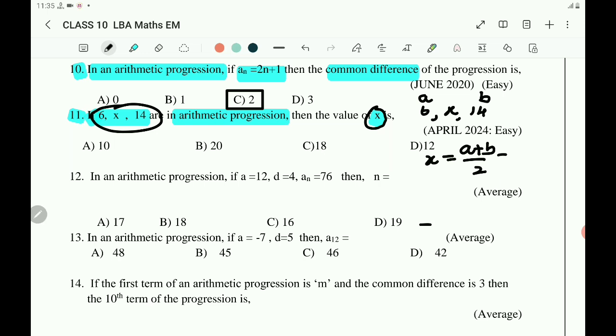Then what is a? a is 6. What is b? b is 14. a plus b means 6 plus 14, by 2. That is 20 by 2. 20 by 2, 2 ones are 2, 2 tens are 20, equals 10. So, x equals 10, you got. So, what is the answer? Option A is the answer.